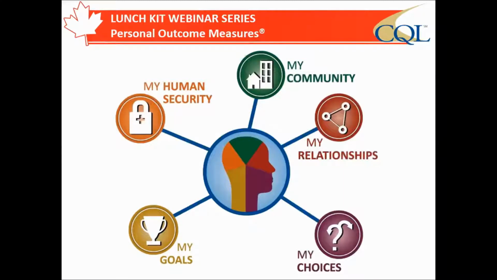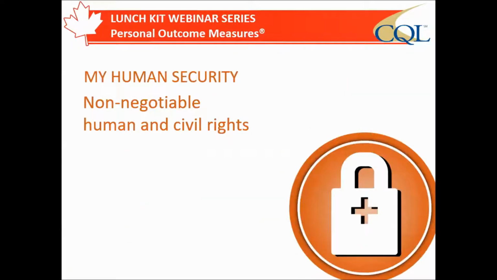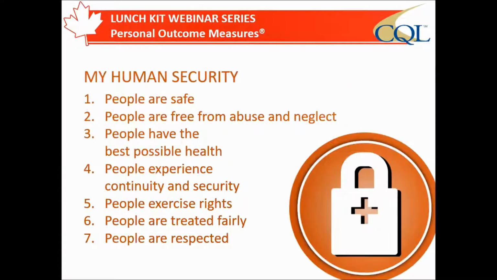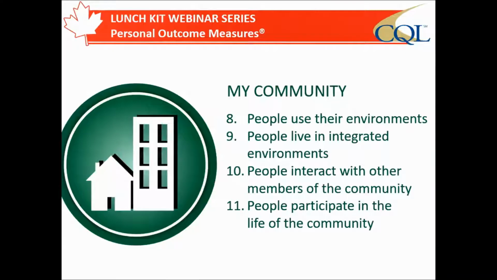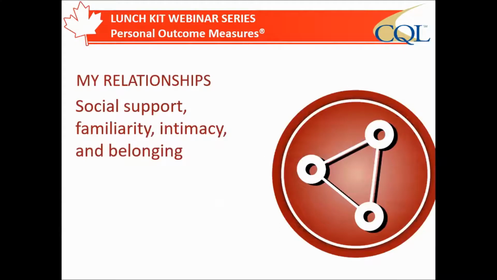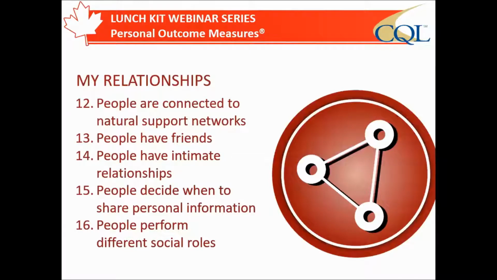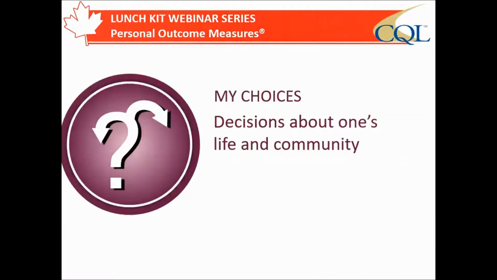So the personal outcome measures are divided into 5 factors: my human security, my community, my relationships, my goals, my choices. We have 21 personal outcome measures, and we'll just go through them real quick. We have my human security, so we have 7 personal outcome measures in this area. We have my community. We have 4 personal outcome measures in this area. My relationships, so outcomes related to relationships that people have. We have 5 in that area.